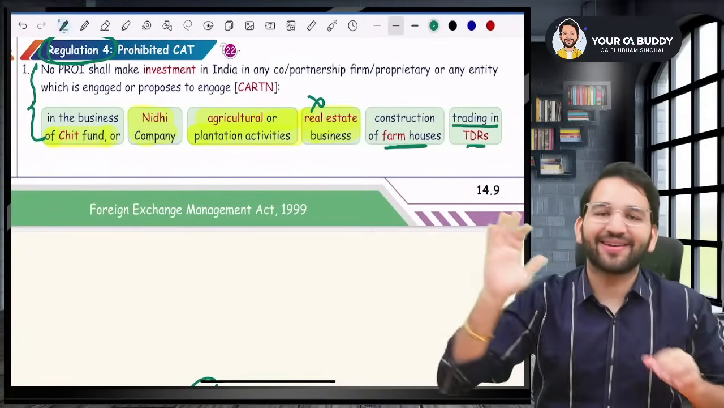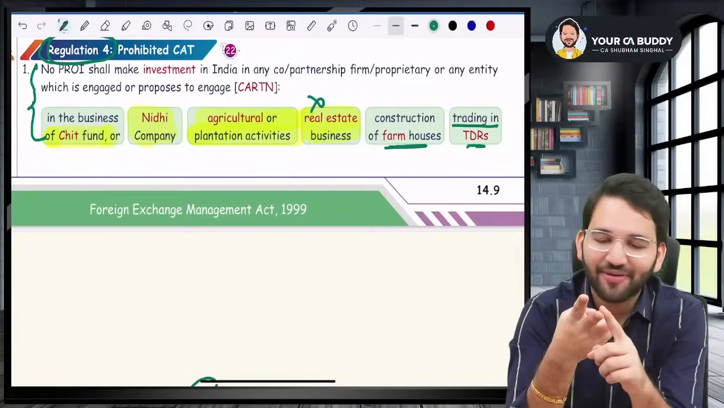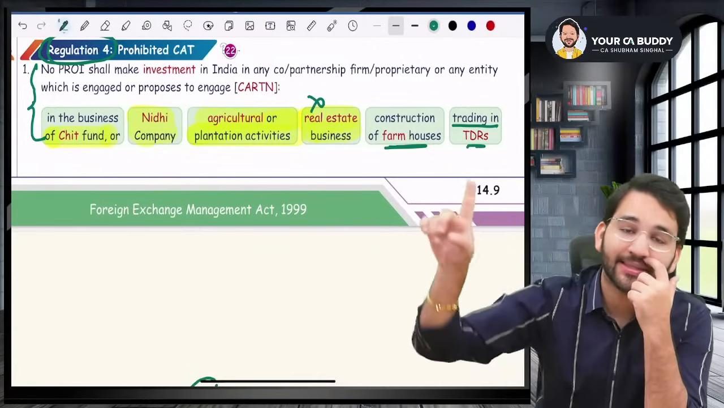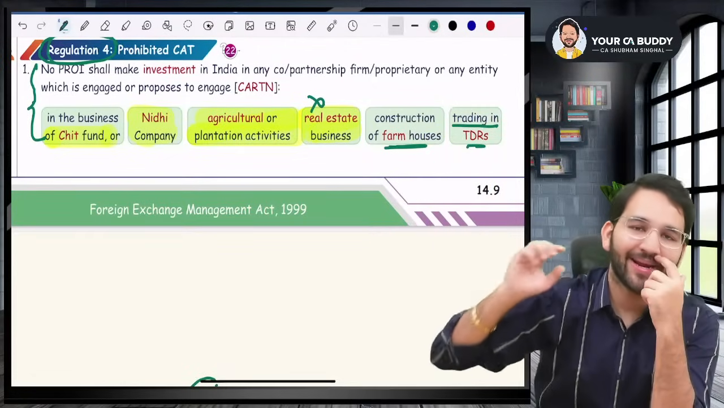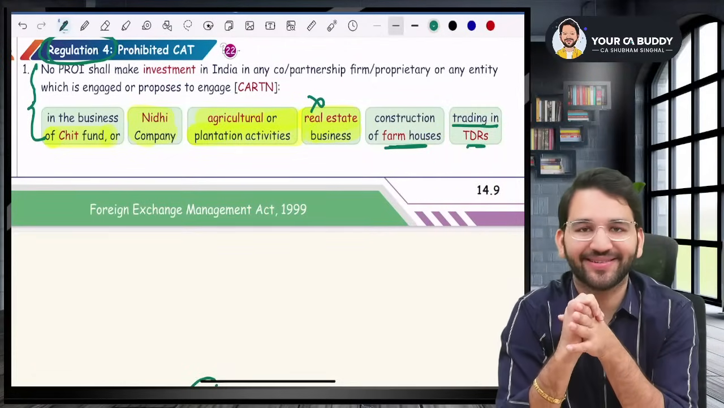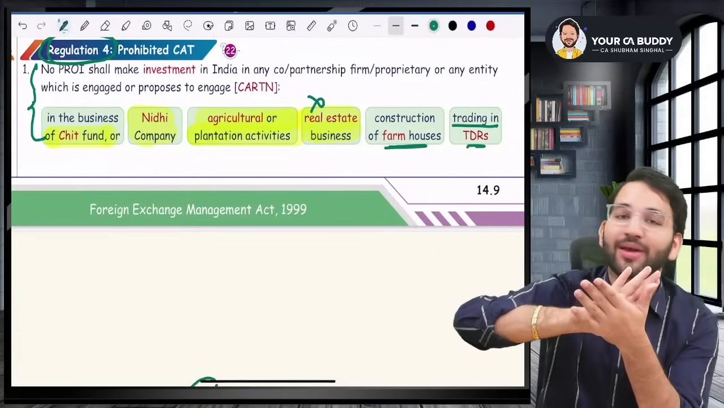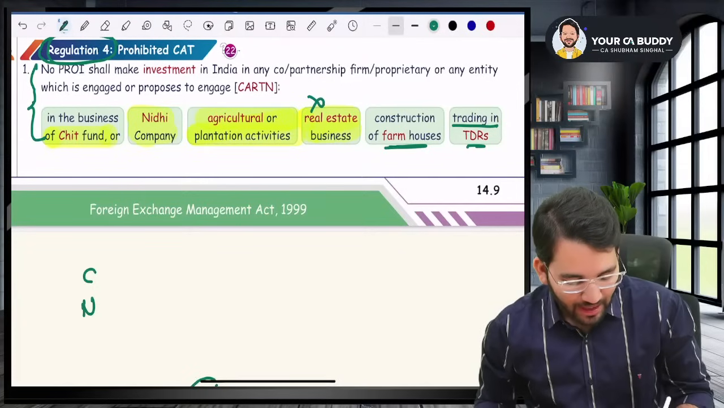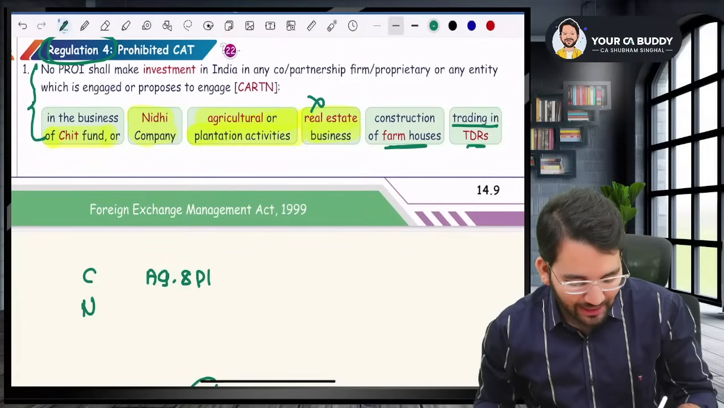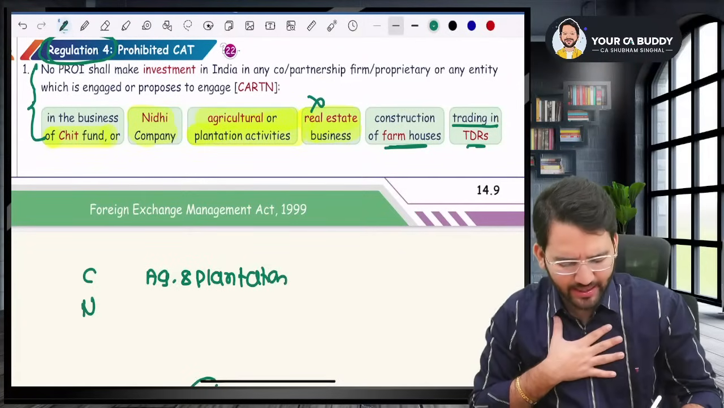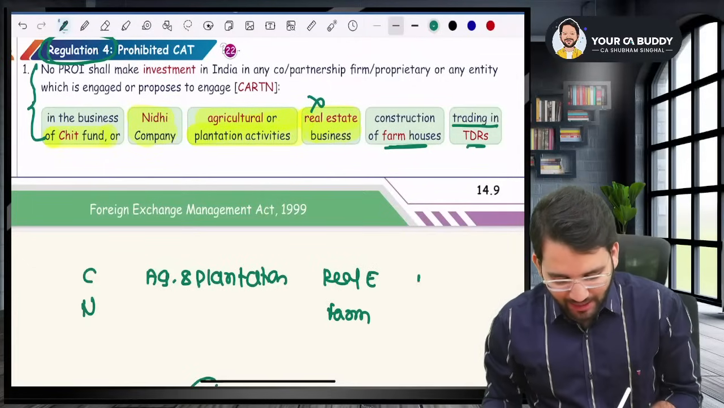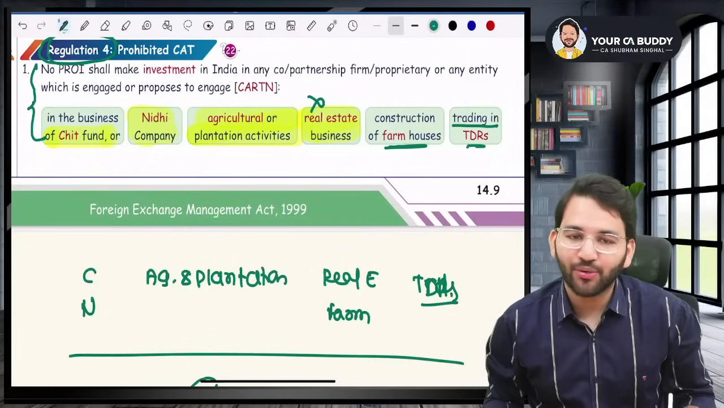Chit fund business, Nidhi company, agricultural or plantation activities, real estate business, construction of farmhouse, and trading in TDRs. Understand these are the things where you cannot invest. Remember along with me: chit fund and Nidhi company are one and the same thing. Agriculture and plantation is something that India can take care of itself. Real estate and farmhouse is one thing, and then transferable development rights. These are the points that you need to remember.